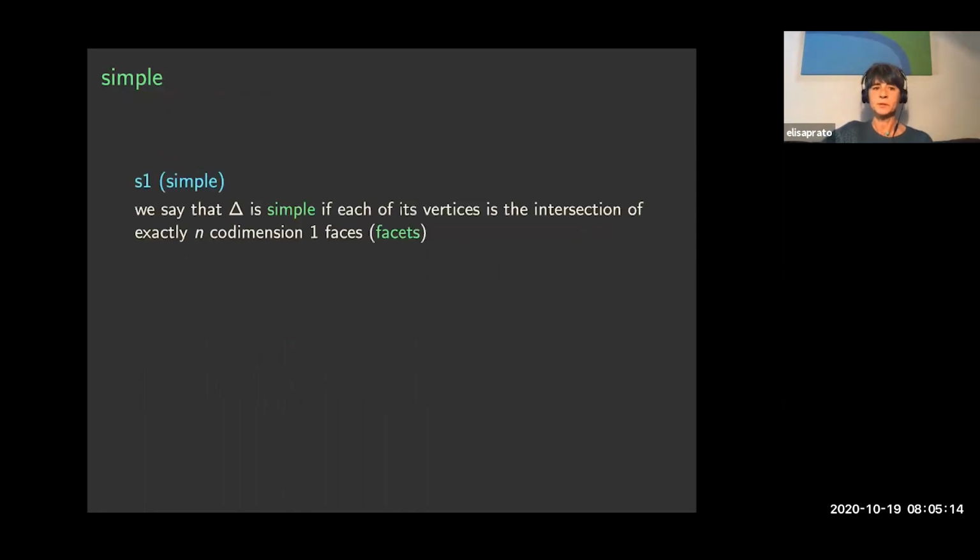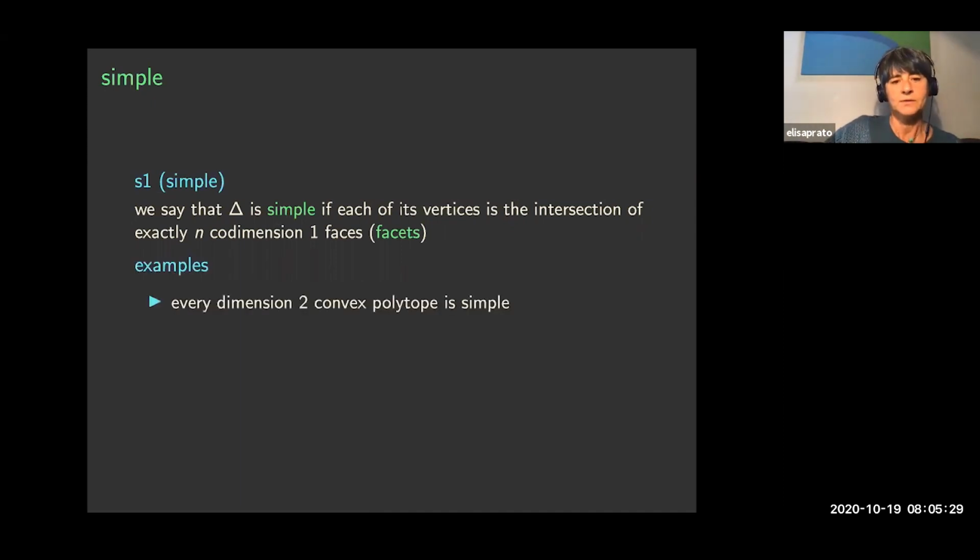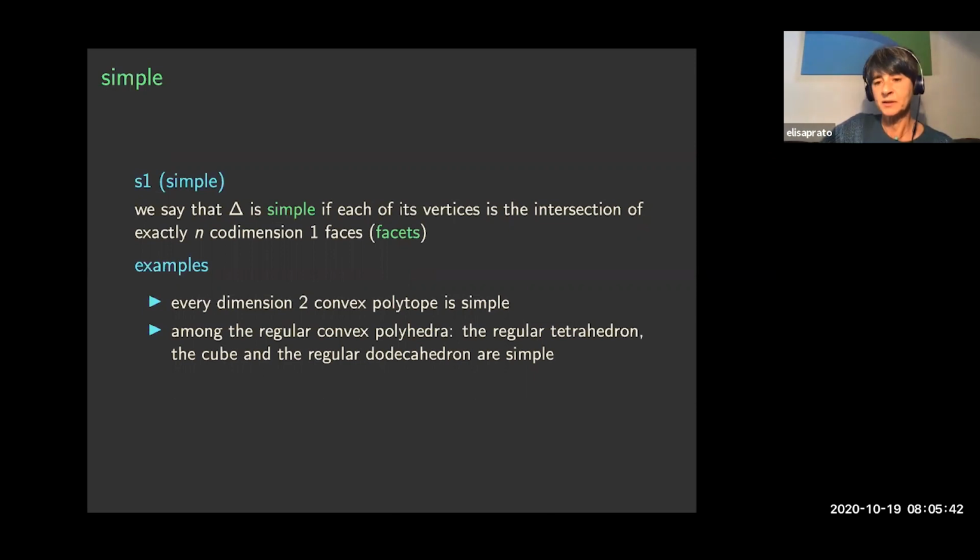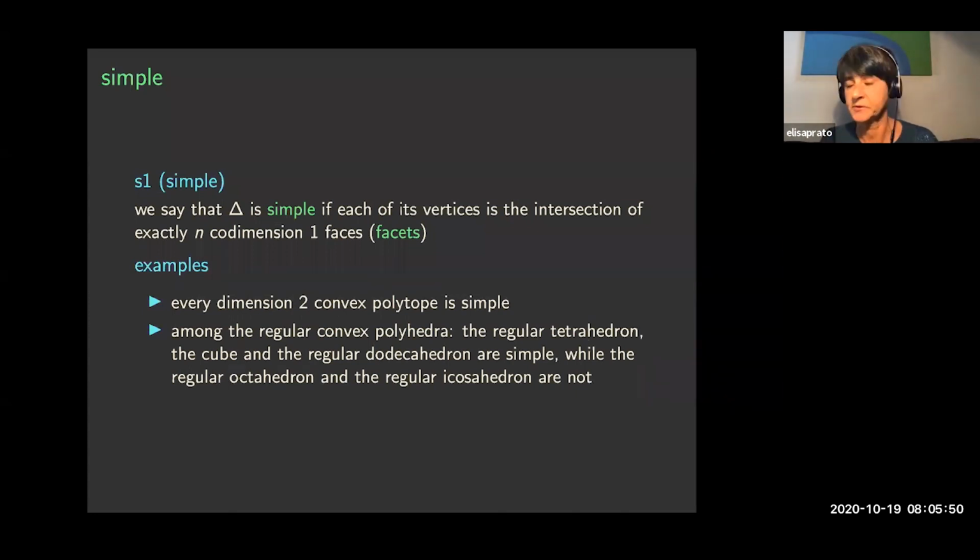Starting from simple: the polytope delta is simple if each of its vertices is the intersection of exactly n codimension 1 faces. We call these facets. Some examples: in dimension 2, every convex polytope is simple. And among the regular convex polyhedra, the tetrahedron, the cube, and the dodecahedron are simple, and the octahedron and the icosahedron are not.